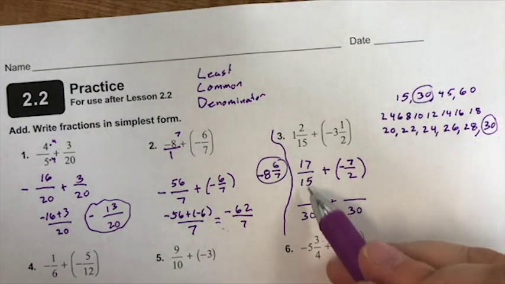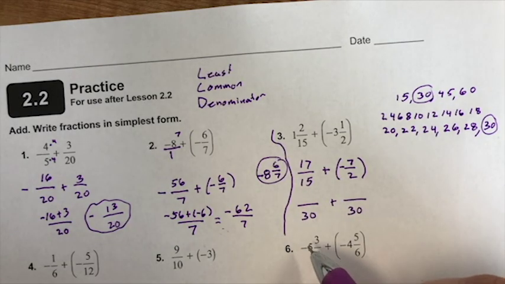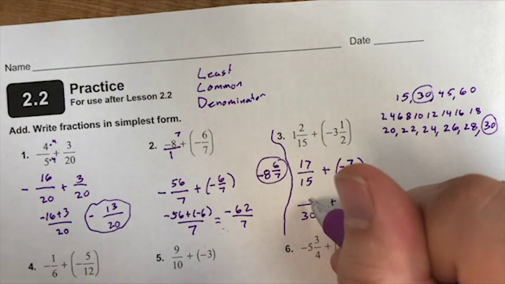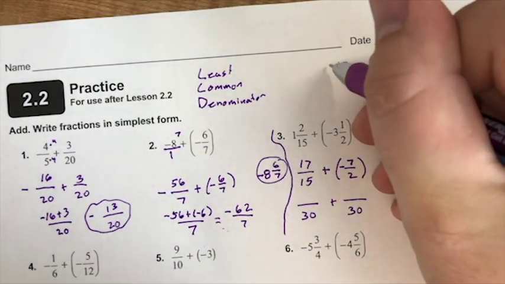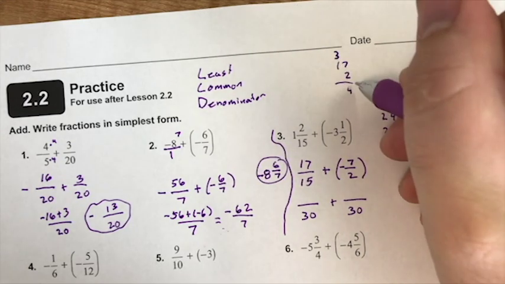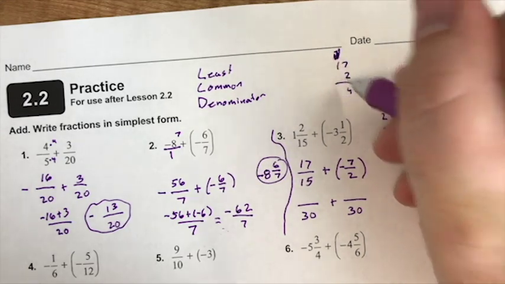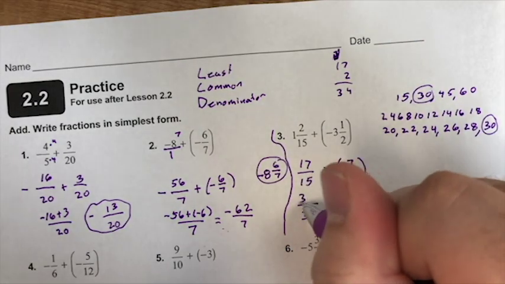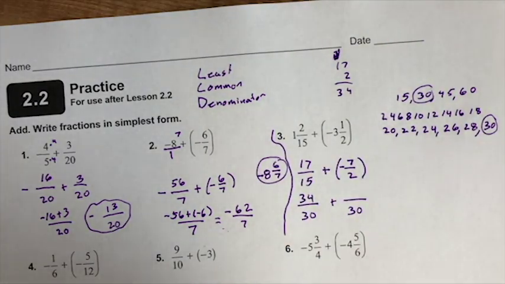All right, so what did I multiply this 15 by to get 30? Well, I multiplied it by 2. So 17 times 2 will give me, do a little math on the top here. That's going to be 2 times 7 is 14. Carry the 1, 2 times 1 gives me 2 plus 1 is 3. So that would give me 34 over 30.